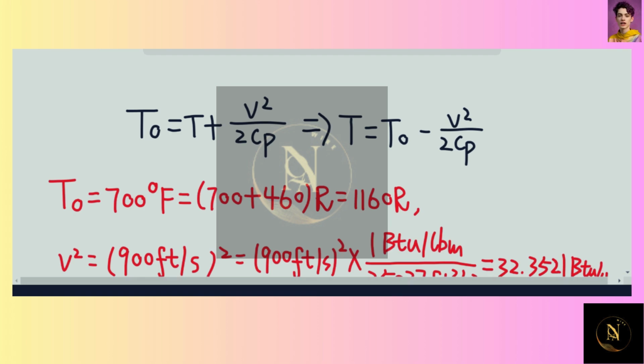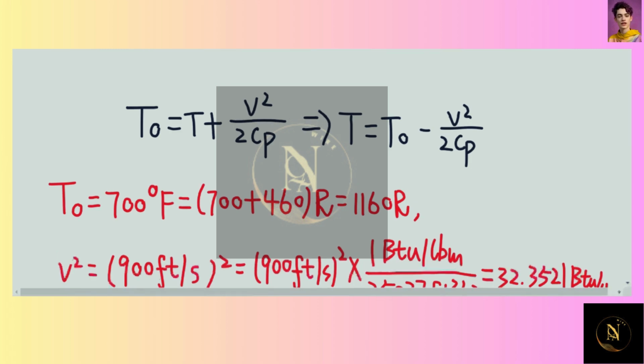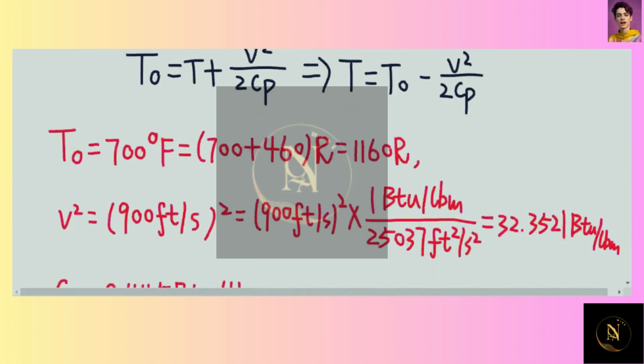Okay, so we know the stagnation temperature can be equal to T plus V squared over 2Cp. So therefore, T can be equal to T0 minus V squared over 2Cp. We know the stagnation temperature is 700 degrees Fahrenheit. If we convert to Rankine, it's about 1160 Rankine. And the velocity squared, which is 900 feet per second to the power 2.